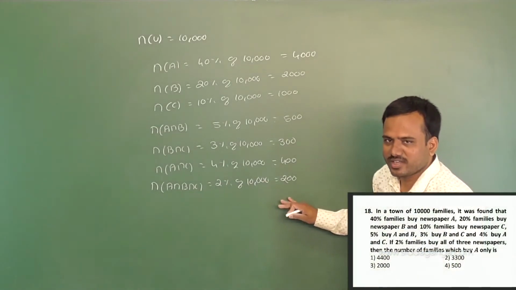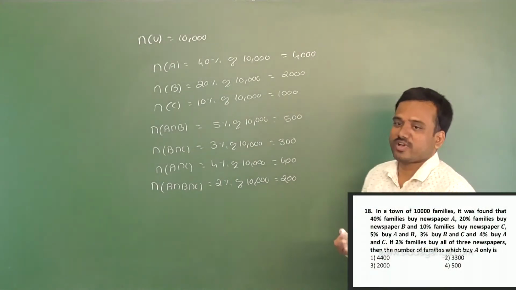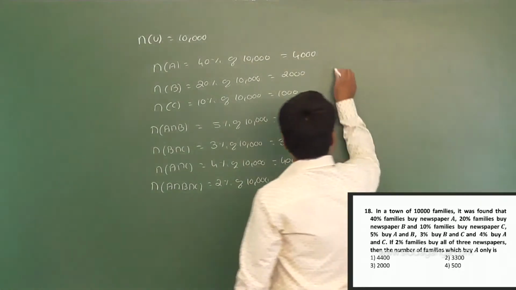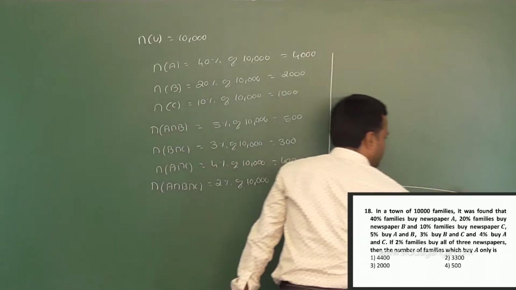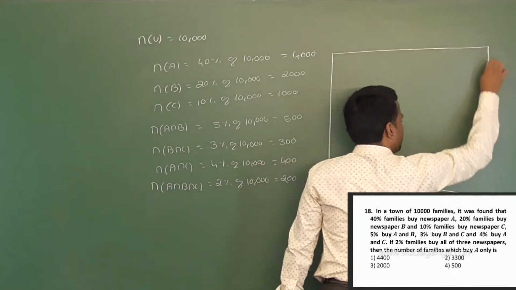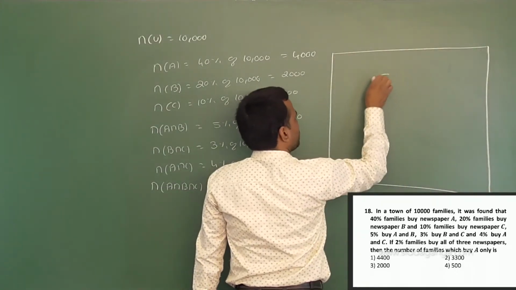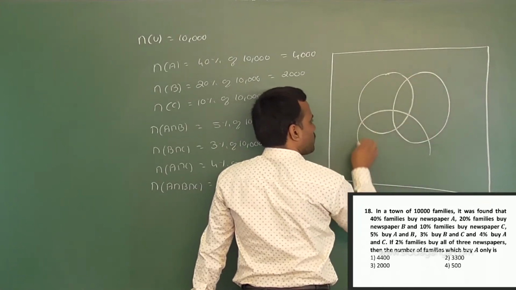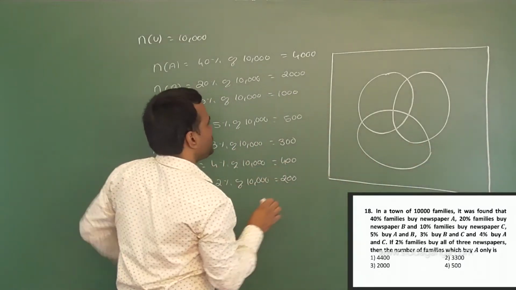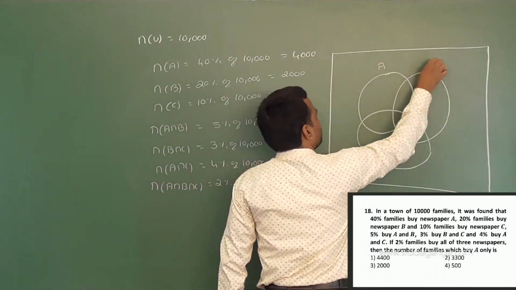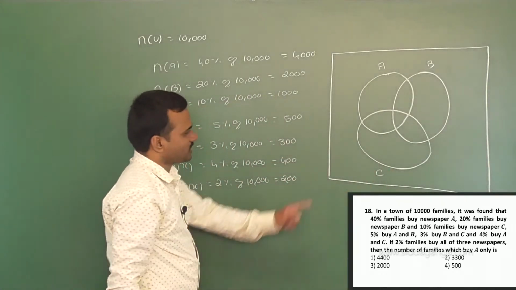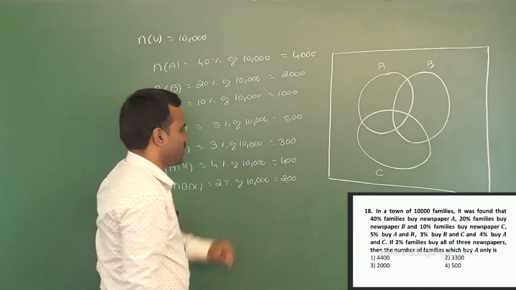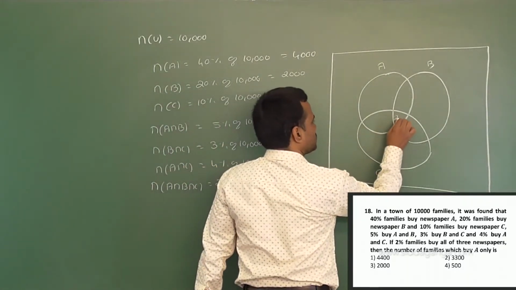Then the question: the number of families which buy A only. So what do we do? We draw the Venn diagram. The analytical method is very lengthy, that's why I draw the Venn diagram. Okay, so A, B, C newspapers. This is A, B and C. This is the common region. Correct now? So the common region has 200 people.